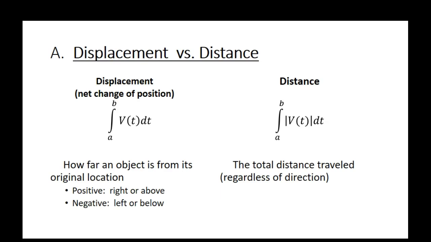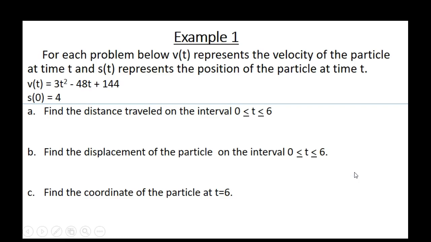Okay, so some key vocab words there: displacement versus distance. What's the difference between them? Conceptually, displacement tells you how far it is away from the original. Distance tells you how far the object went to get there, right? Procedurally, what's the difference? This one's an absolute value, that one's not. Okay? So let's go ahead and jump into example 1.